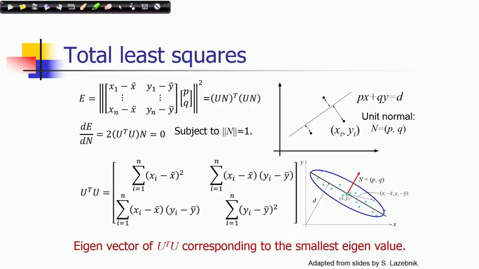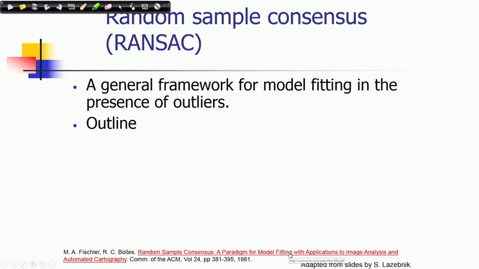So, this is what, once again, the eigenvector of U transpose U corresponding to the smallest eigenvalue is the solution of this problem. Let us now consider the problem of line fitting where you have cluttered observations, or some outliers in your observation. In fact, this technique, though we will be discussing it with respect to line fitting, provides a general framework for model fitting in the presence of outliers.